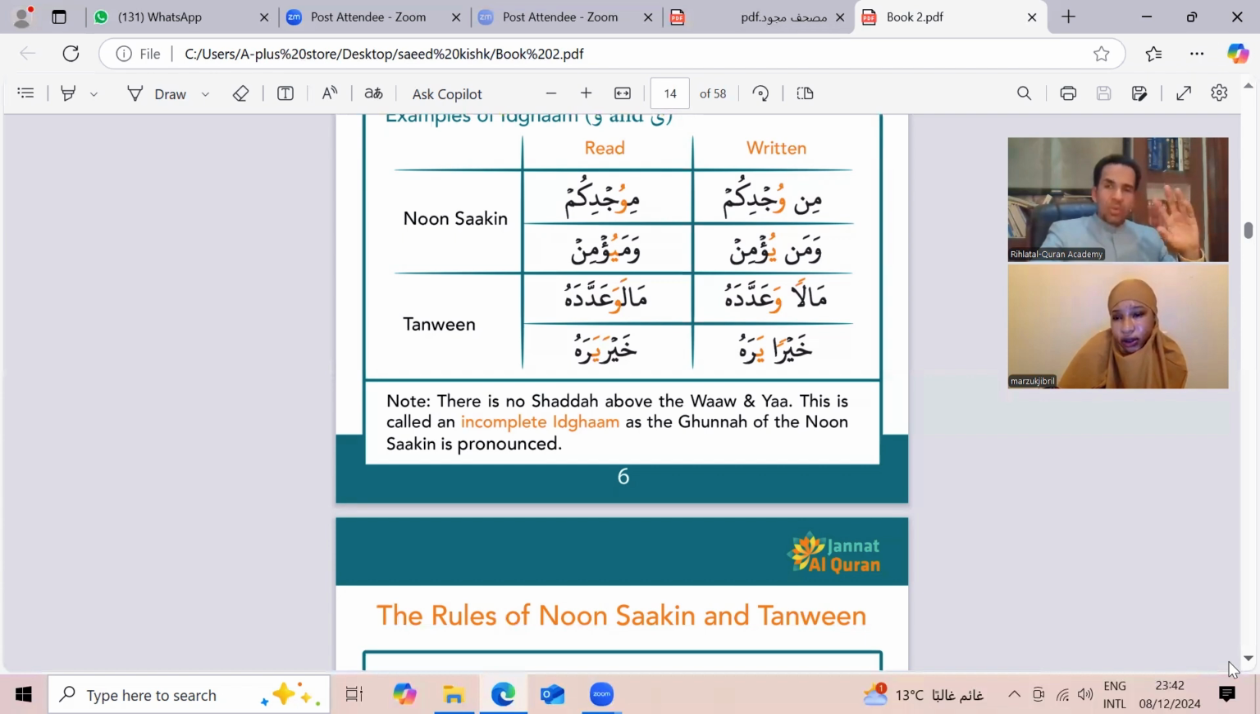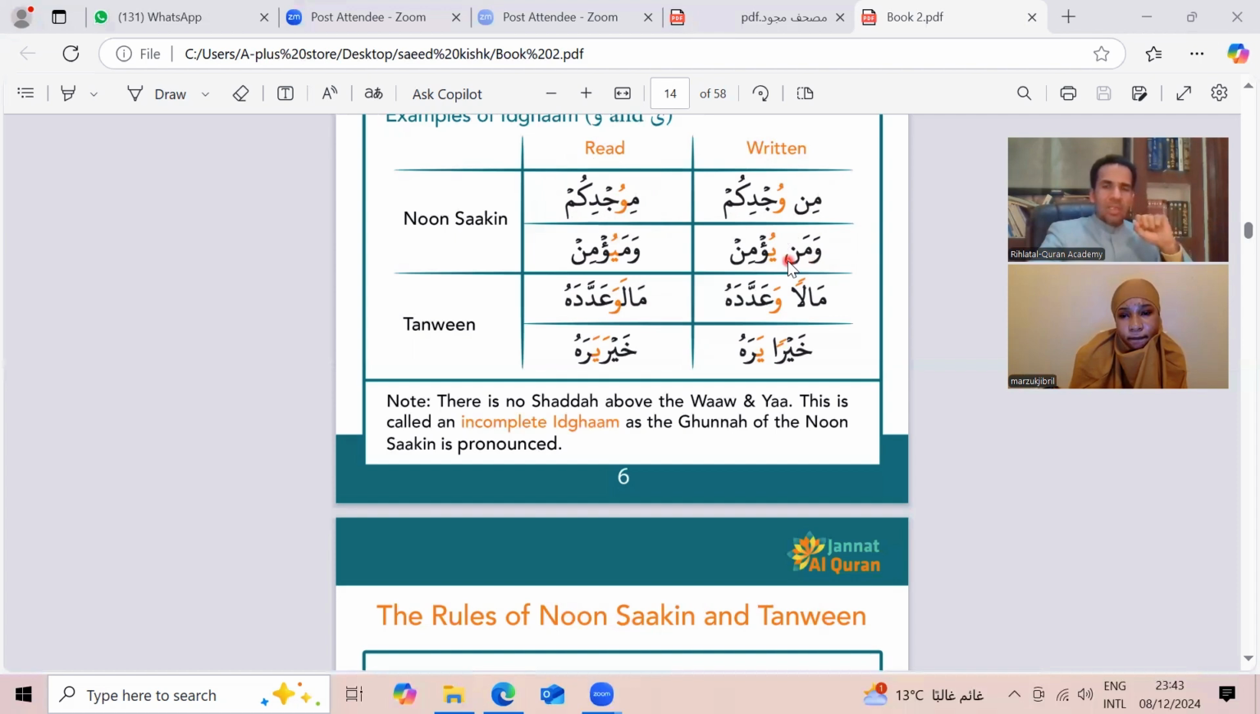Yes. We have four letters with nasalization, like yanmu. For example, here, you see the noon sakinah followed by what? Waw. And waw is one of the letters of idgham with ghunna. That's why this is the way that it's written in the Mus'haf, and this is how we should recite it. Noon must be merged with waw, so we don't say min wajidukum, we say min wajidukum. You see how it's written, and how it should be pronounced.